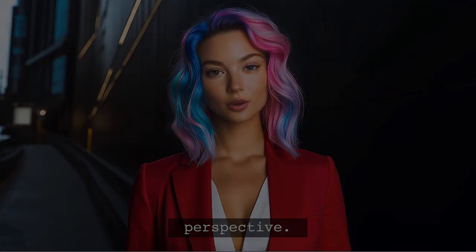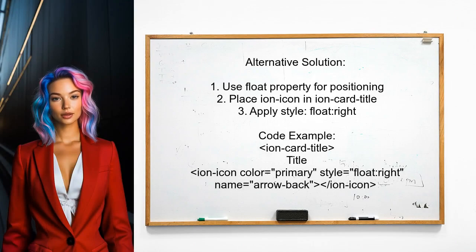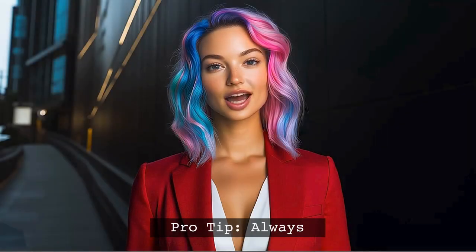Let's see another perspective. An alternative solution provided by another user suggests positioning the icon to the right by using the float property. They recommend placing the Ion icon within the Ion card title and applying a style of float right. Here's the pro tip I promised.